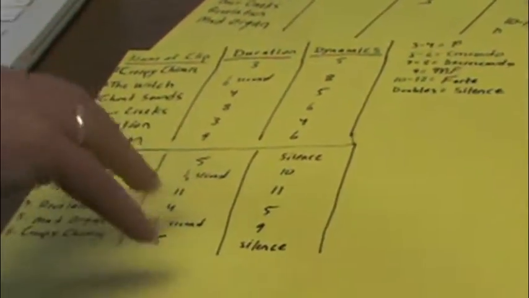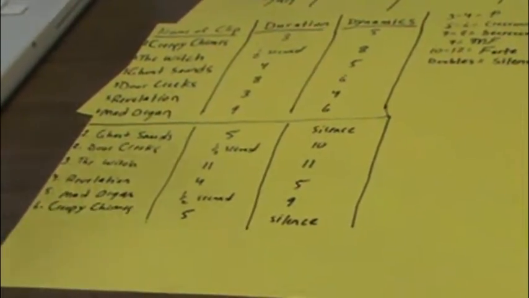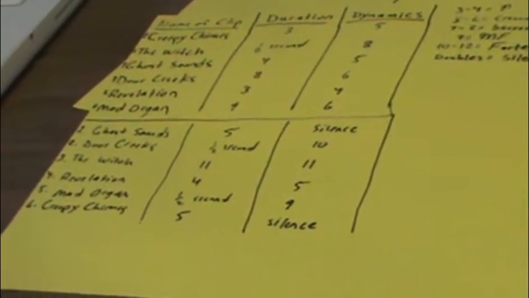Now every time you do one of these charts, it's only going to play for a small amount of time. If you want it to go longer, you have to make a new chart. When this one's done, you just make a new chart. You change the order, duration, and dynamics. Just roll the dice as you did before. And so this realization sounds like this.